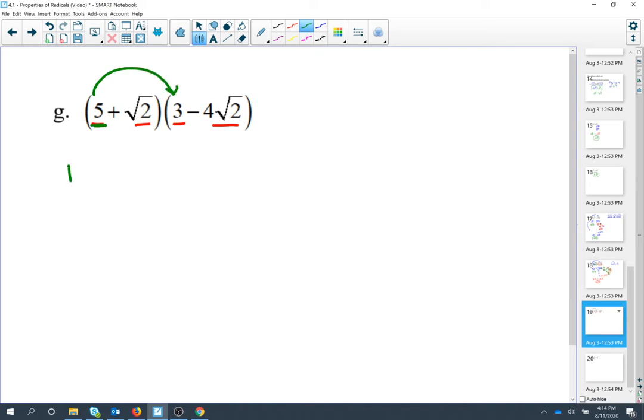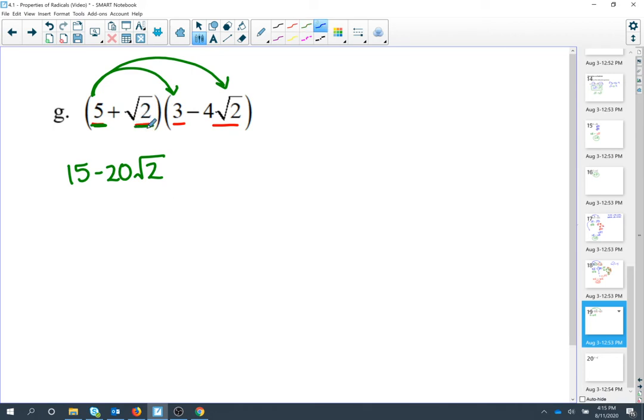5 times 3, 15. That's just regular multiplication. 5 times negative 4 root 2. I've got a negative 4, I've got a root 2. 5 is on the outside, so we multiply it by the outside. So 5 times negative 4 is negative 20, and then keep the root 2. He just kind of comes along.